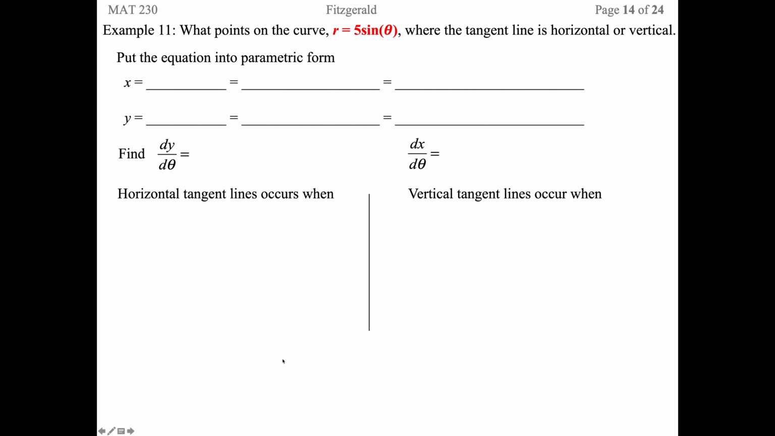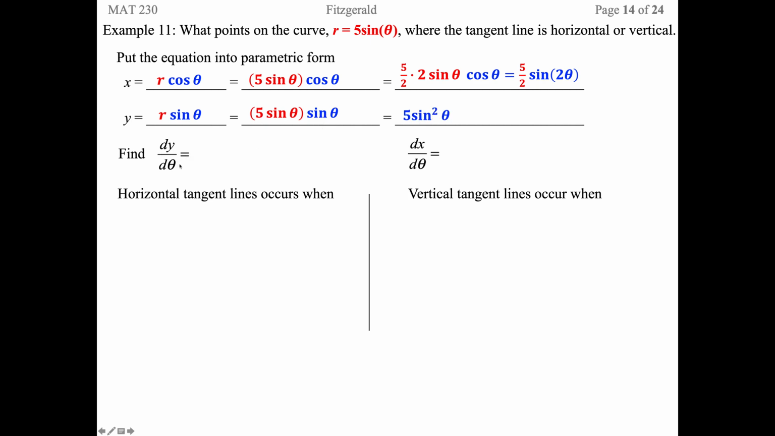Example 11: what points on the curve r equals 5 sine theta have a tangent line that is horizontal and vertical? We definitely have to put them in parametric form so we can find dy over d theta and dx over d theta. So y equals r sine theta, x equals r cosine theta, and we'll substitute those in. That gives sine theta cosine theta, which is a double angle identity. So think about multiplying by 2 and multiplying by a half. Half times 5 is 5 halves, and now I can change that to 5 halves sine 2 theta, and this other one just becomes 5 sine squared theta.